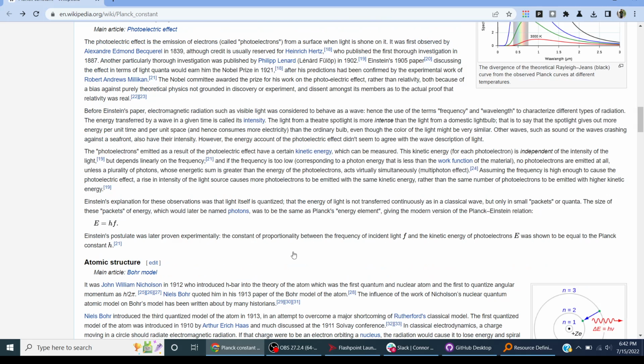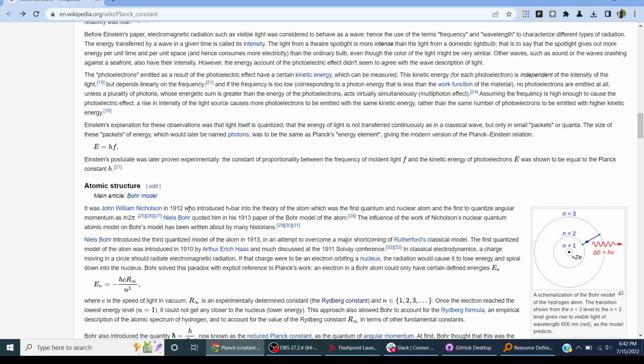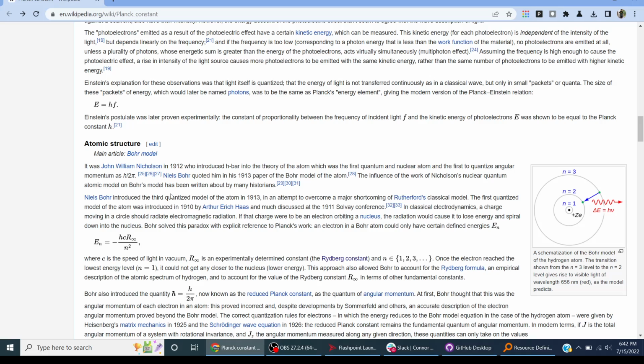Atomic structure. It was John William Nicholson in 1912 who introduced h-bar into the theory of the atom, which was the first quantum and nuclear atom and the first to quantize angular momentum as h divided by 2 pi. Niels Bohr quoted him in his 1913 paper of the Bohr model of the atom. The influence of Nicholson's nuclear quantum atomic model on Bohr's model has been written about by many historians. Niels Bohr introduced the third quantized model of the atom in 1913 in an attempt to overcome a major shortcoming of Rutherford's classical model.